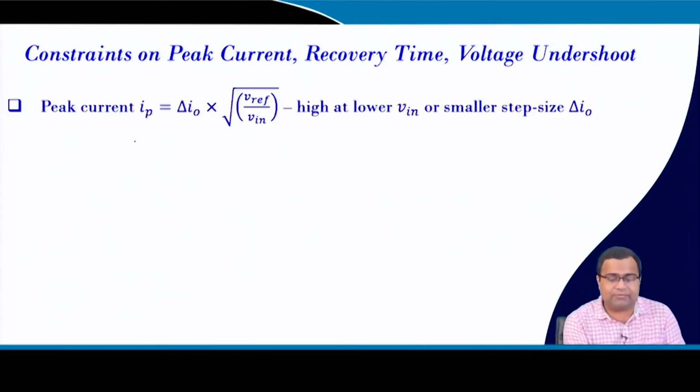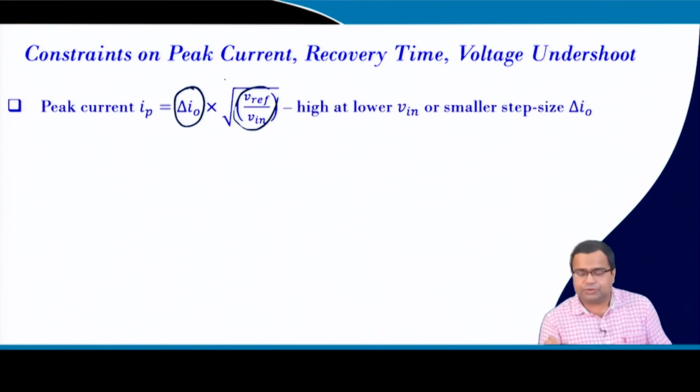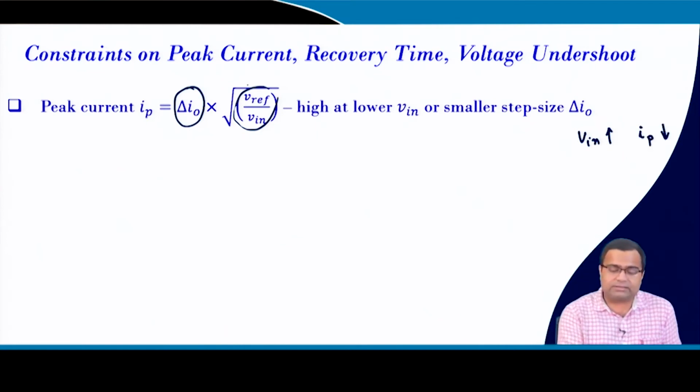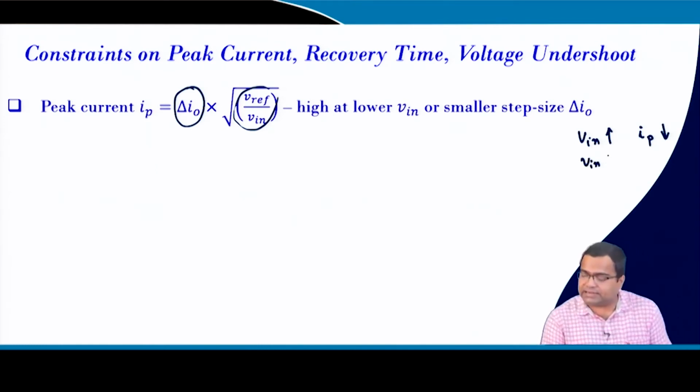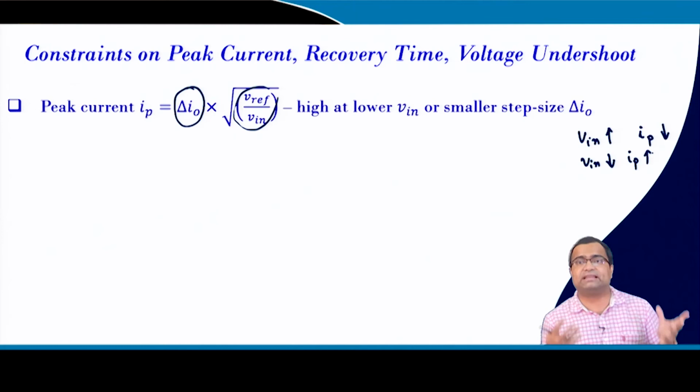The peak current is basically delta I0, which depends on the step size, and that is quite common, but it also depends on the square root of Vref by Vin. So, if the input voltage increases, then your peak current decreases, because this is in the denominator. But if the input voltage decreases, then peak current increases. That means if you operate at a lower input voltage, your peak current can increase significantly.